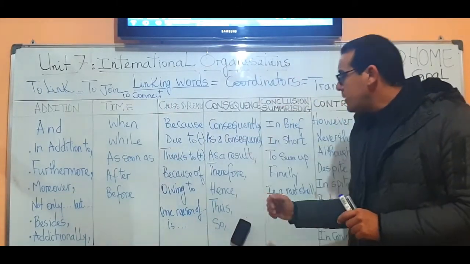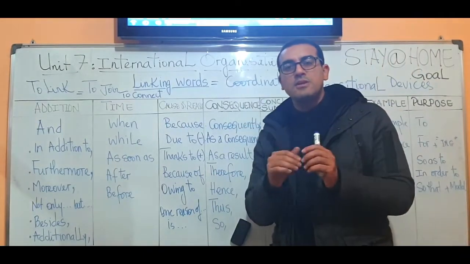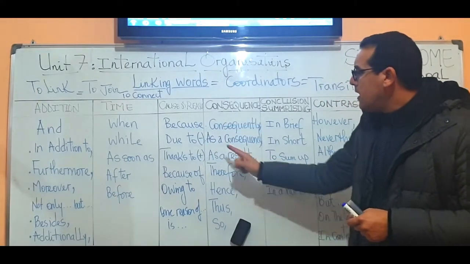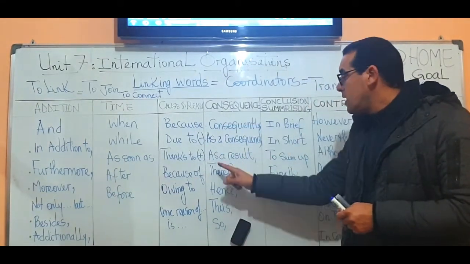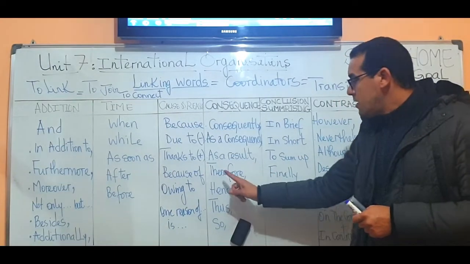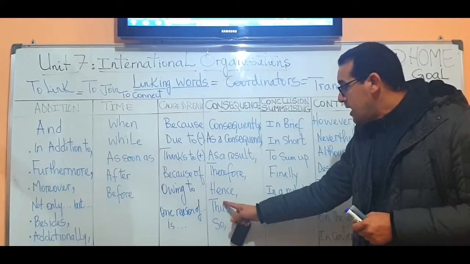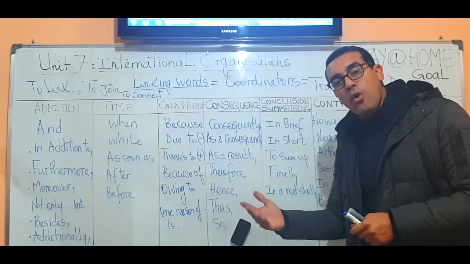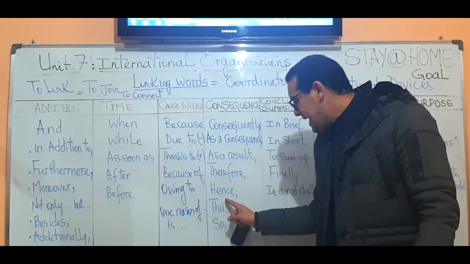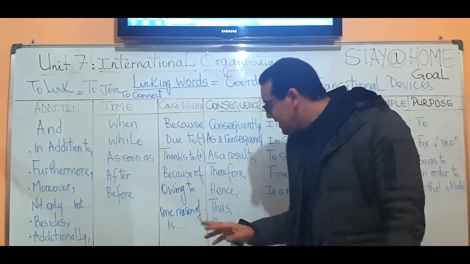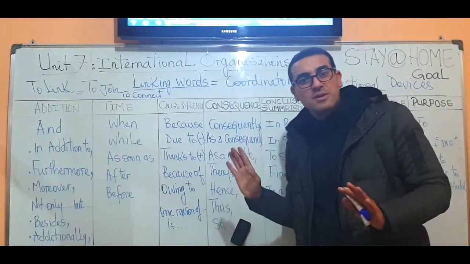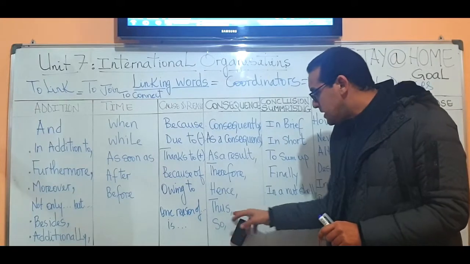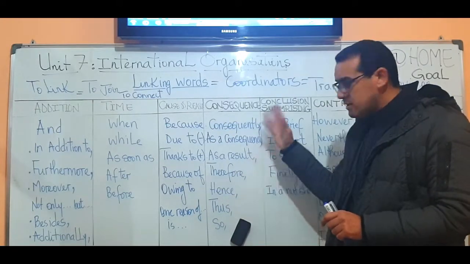Now, number 4, we have consequence. I told you that consequence is the result. Okay? Consequently, as a consequence, as a result, therefore, hence, thus, so. Don't ask me about hence and thus. What do they stand for? What do they mean? They simply express consequence. They are just like the other ones here. Like so, like thus, like hence, therefore, and so on and so forth.